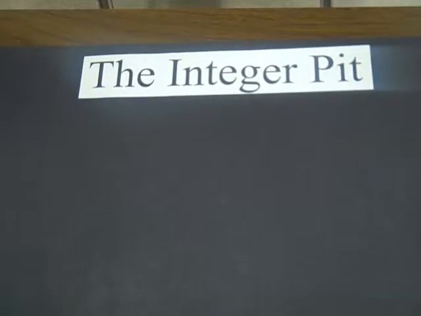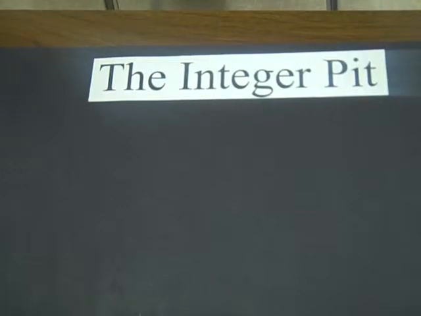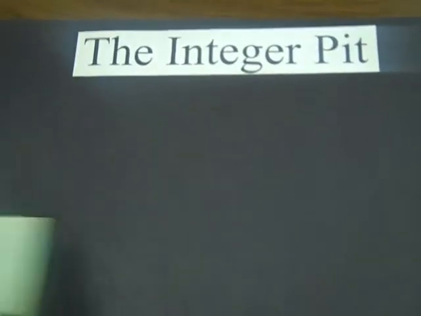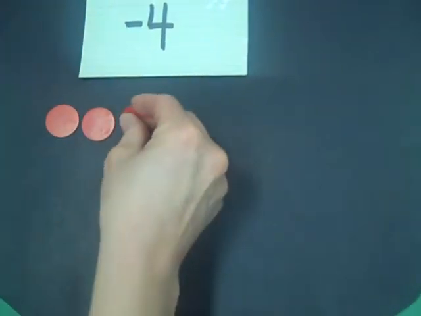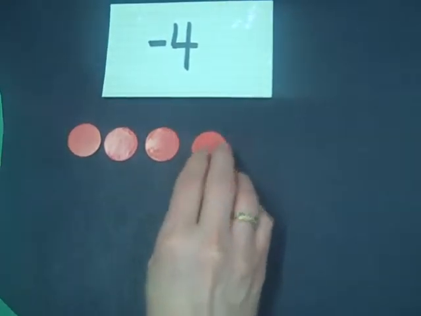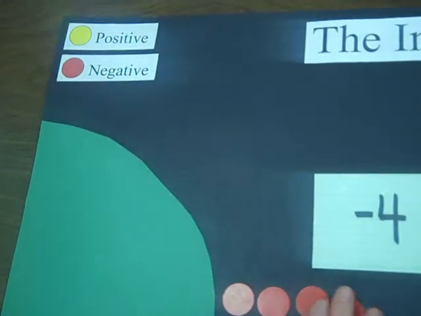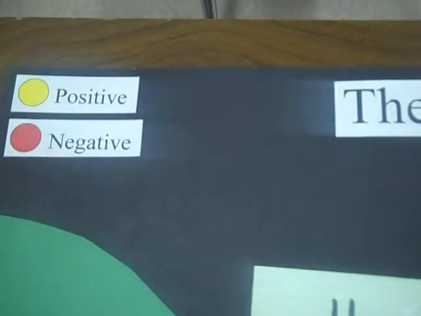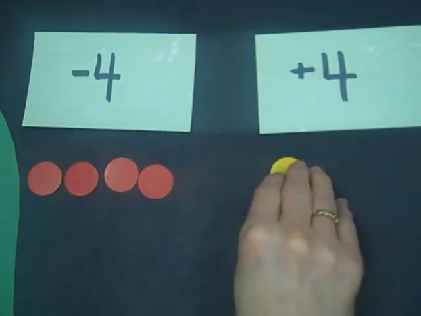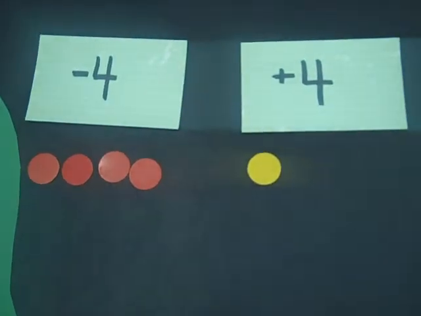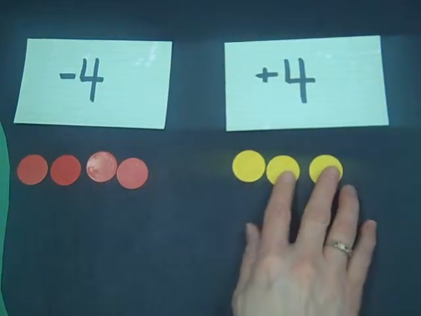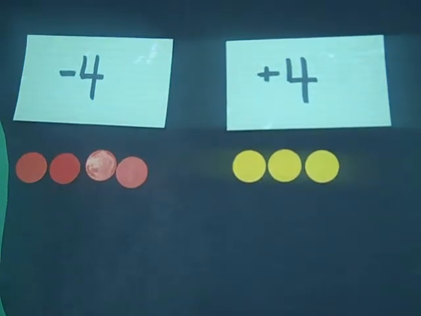So this board is actually called a pit. We're going to take a look at some numbers. So if I want to show what does a -4 look like, I know my reds are negatives. Okay, so this is what a -4 looks like. And if I wanted to show what a +4 looks like, I'm going to have the 4 counters, and yellow means positive.